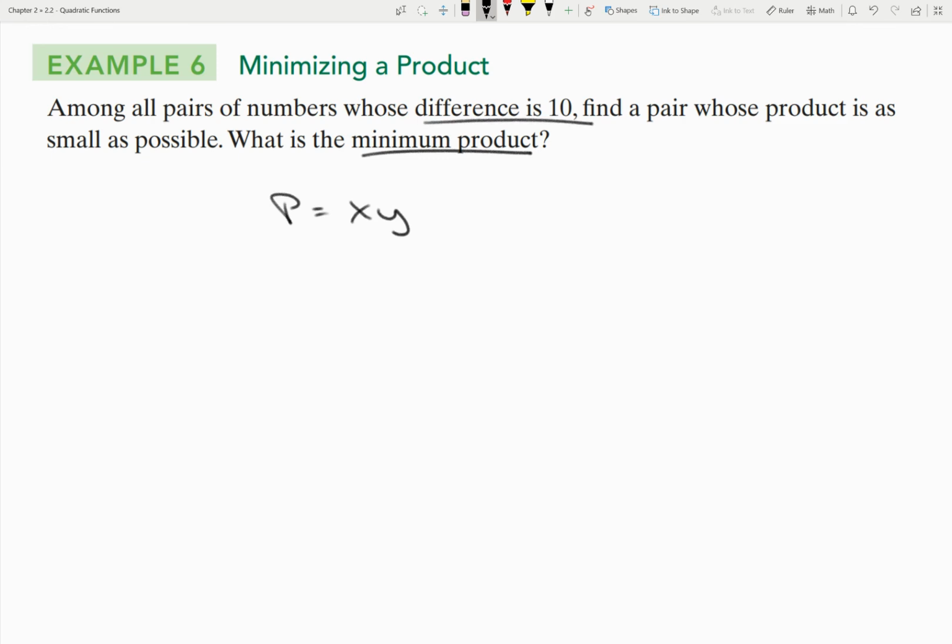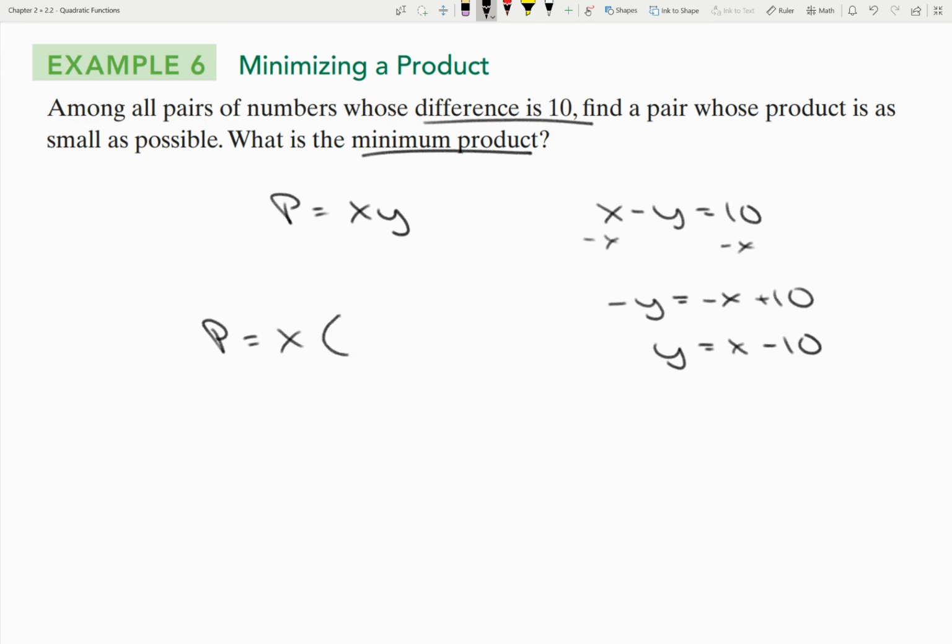The difference of these two numbers is 10, so I can say that x minus y is 10. Well, that's good, because if I subtract x from both sides, negative y is equal to negative x plus 10, which means y is equal to x minus 10. I now can substitute and change my equation from x times y to x times (x minus 10), or x squared minus 10x. Now I have a quadratic.